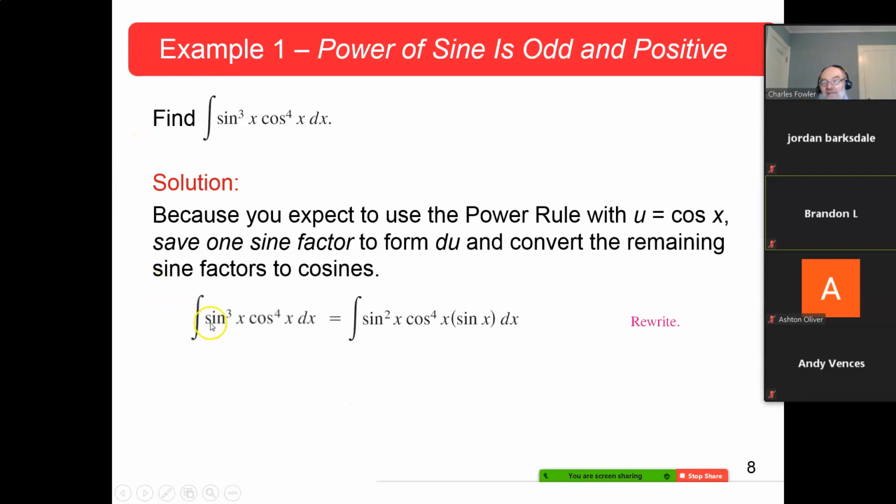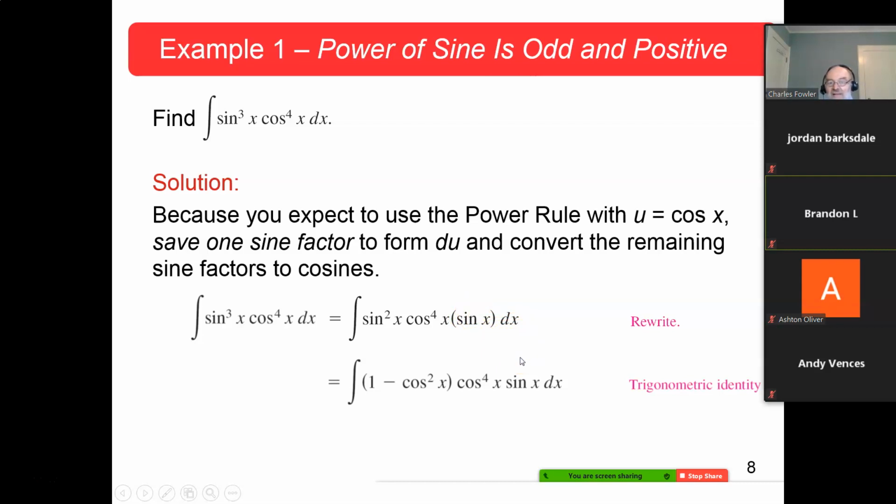So the integral of sine cubed x cosine fourth x dx will be the integral of sine squared x cosine fourth x times that one that you pulled out there, make that sine x dx, and let that be your du ultimately. So the first thing we're going to do is change that sine squared into 1 minus cosine squared. So everything except for that is going to be in cosines. 1 minus cosine squared times cosine fourth, and this will just be left as a sine x dx.